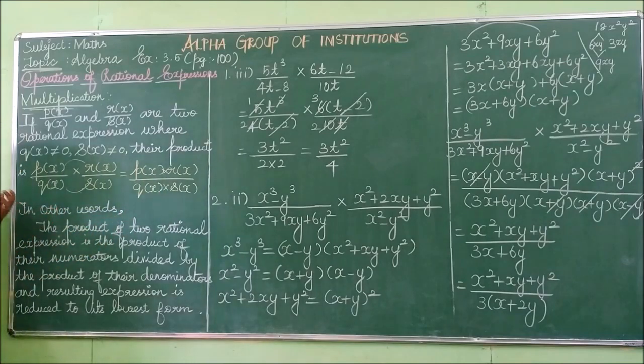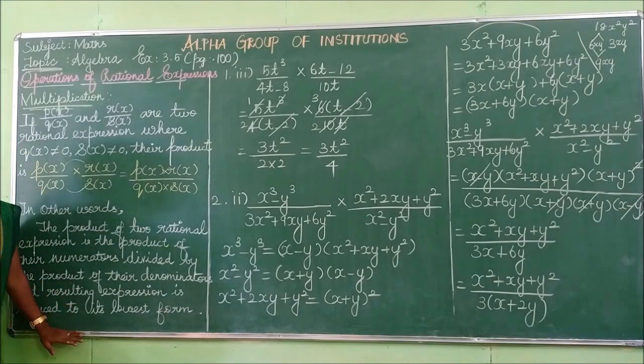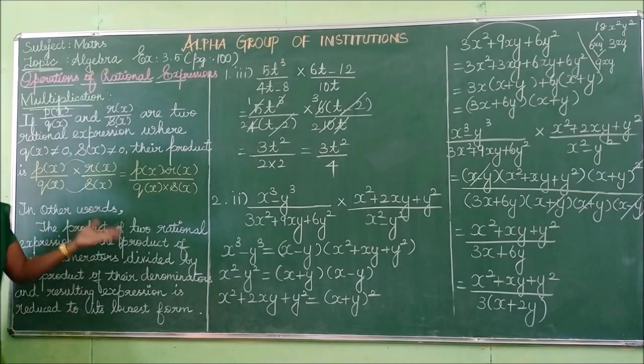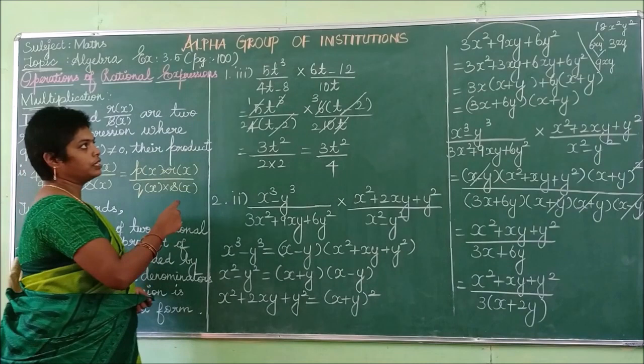In other words, the product of 2 rational expressions is the product of their numerators divided by the product of their denominators. Then the resulting expression is reduced to the lowest form. This is the multiplication of rational expressions. Shall we do the problems? Listen to the first problem.